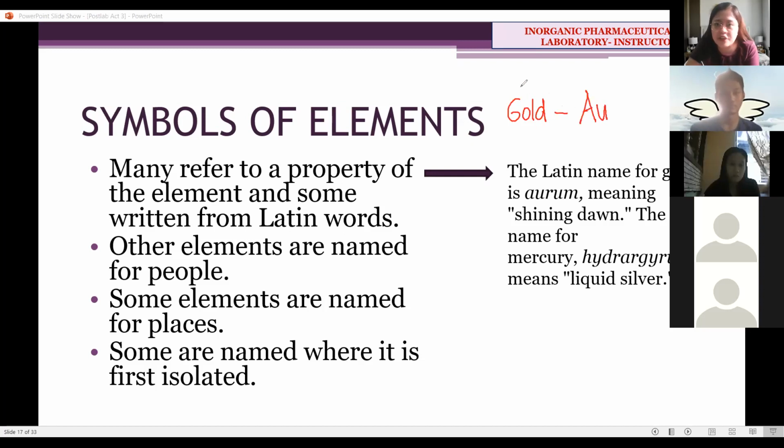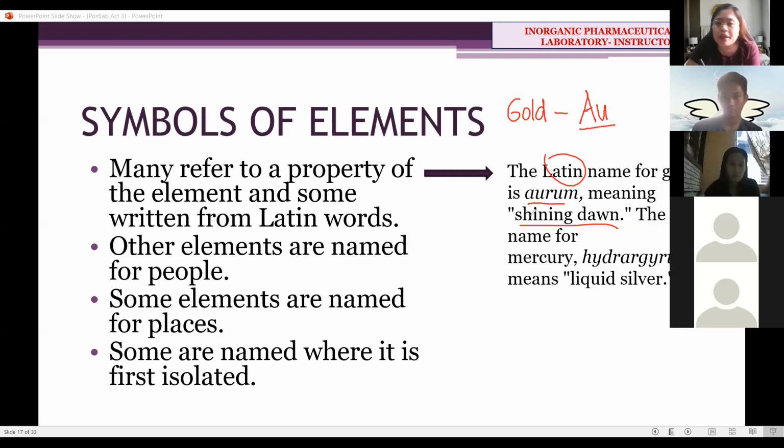So it has nothing to do, AU has nothing to do with the word gold. Wala kay makita nga A, wala pug kay makita nga U. So gikuha ang AU from the word aurum. It's a Latin word. Ang meaning ana niya shining dawn. Because remember, gold is shining man yun. So muna siya shining dawn or aurum, mao na nga iyahang symbol kay AU.